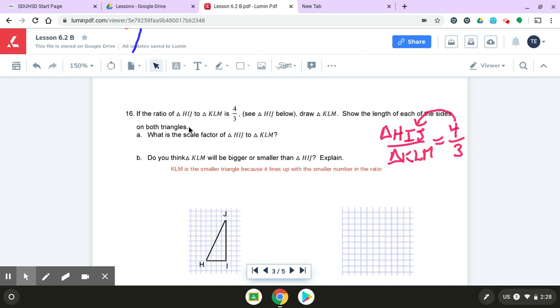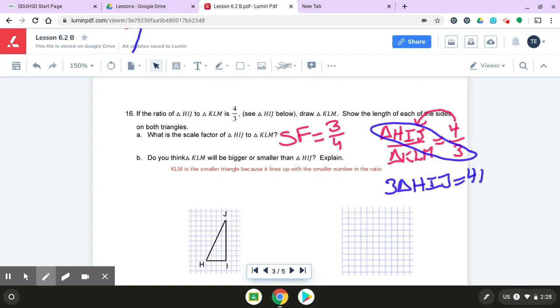Or I can also think of it as cross multiplying. So over here, I can cross multiply, and I'd have 3 times triangle HIJ is equal to 4 times triangle KLM. And then I can solve for triangle KLM, so I can divide by 4. And I see that I have to multiply triangle HIJ by 3/4 to get to triangle KLM.